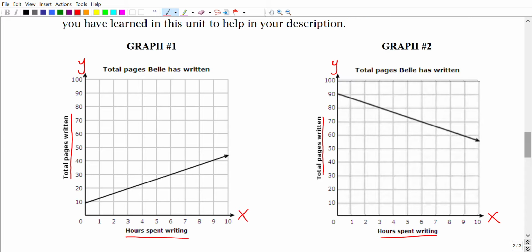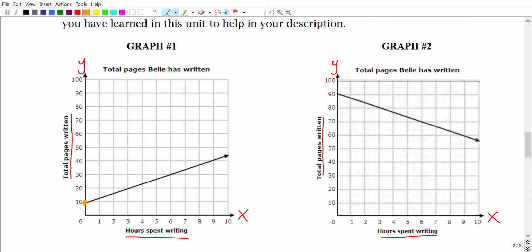Okay, so let's go ahead and take a look at graph number 1 and see if it would accurately model what's going on. So the x-axis represents hours spent writing, and the total pages written is described by the y-axis. Okay, so notice where she starts. Let me go ahead and highlight right here where she starts. So before she starts writing again, so at 0 hours, she already has 10 pages.